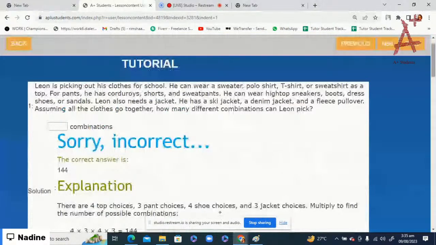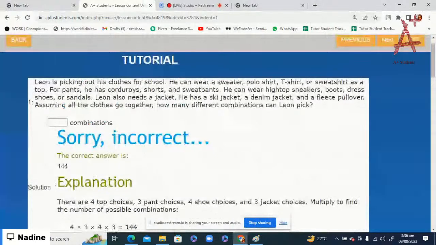Alright, check this question. Leon is picking out his clothes for school. Here is Leon picking his clothes. Okay. He can wear a sweater. Remember this. We also write it one by one. Sweater, polo shirt, t-shirt, or sweatshirt as a top. Four things: sweater, polo shirt, t-shirt, and sweatshirt.